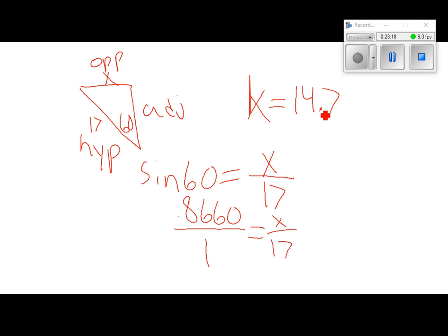Elliot, it's your turn. 60, 17. Hold on a second. Oh, no, I'm sorry. The adjacent side's 8.5, my fault. Somebody help me out on your calculator, because I don't have my calculator here. Somebody do 8.5 times the square root of 3. 14.7. Oh, that's what it was, my fault.